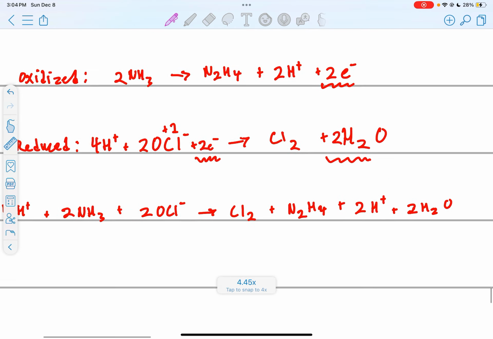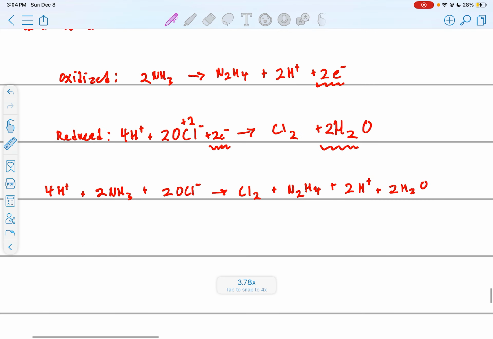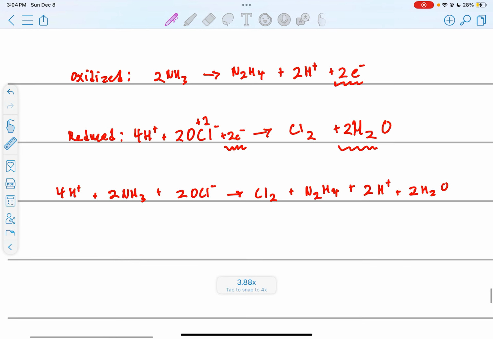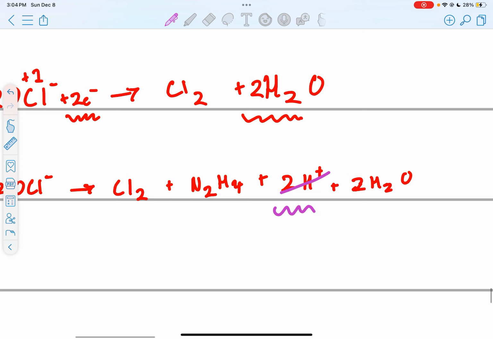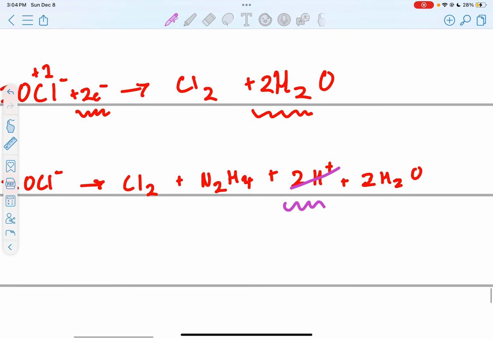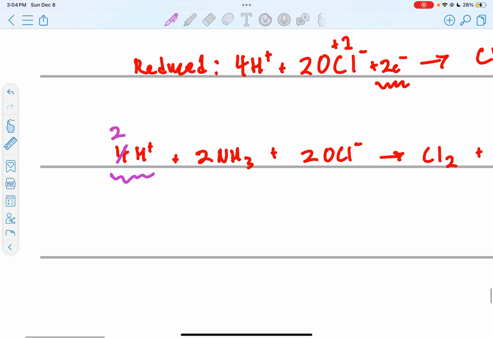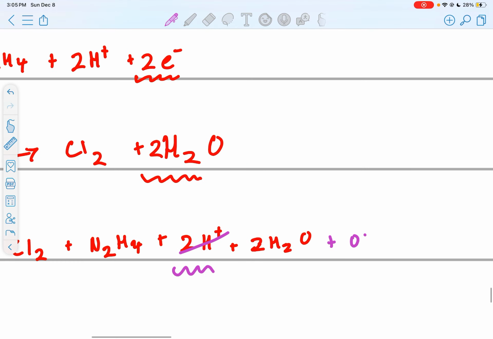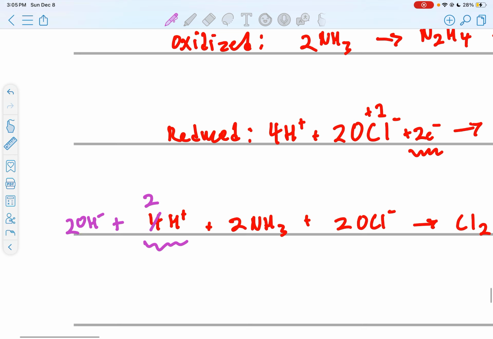So it wants us to balance it under basic conditions, right? Basic conditions, which means we have to add, well, first let's cancel. There's 4 hydroniums on the left and 2 hydroniums on the right, so we can cancel all the hydroniums here, and we turn this coefficient into a 2. There's no waters on the left to cancel out the ones on the right, so we can leave the water for now. Now we need to balance out 2 hydroniums, right? So we'll just add our hydroxides, and there's 2 hydroniums, so there's 2 hydroxides.